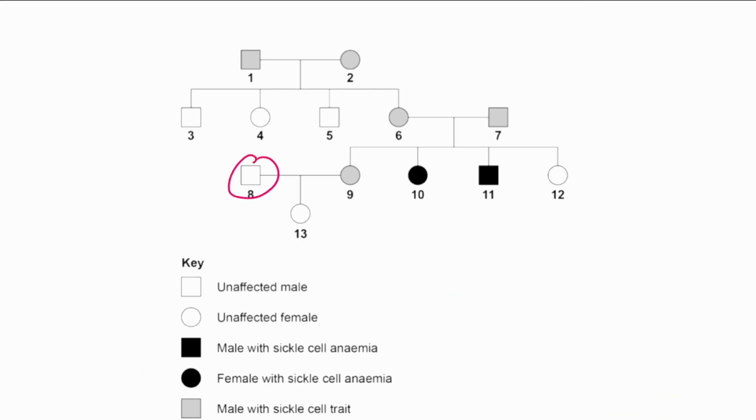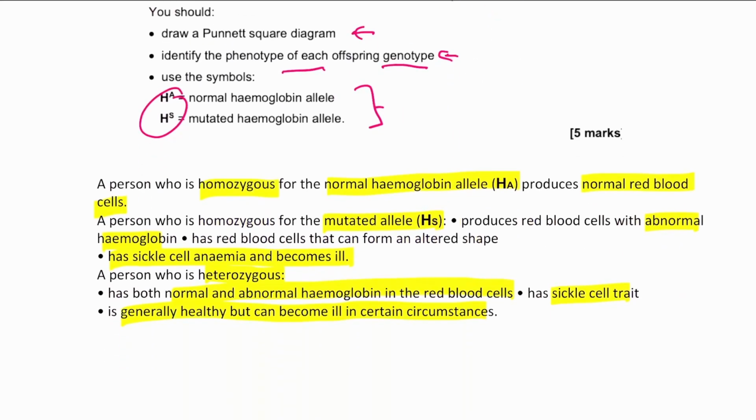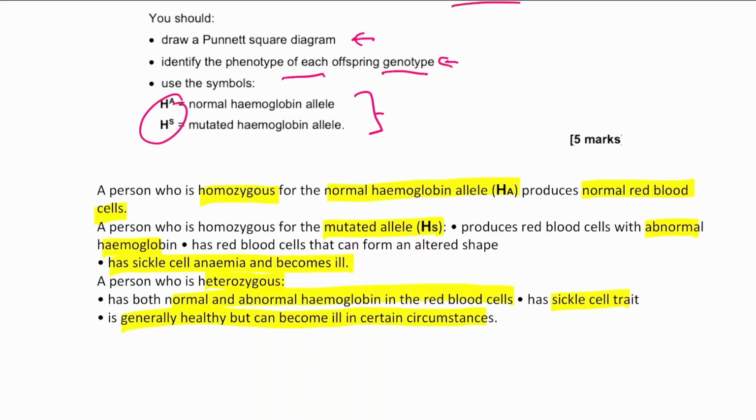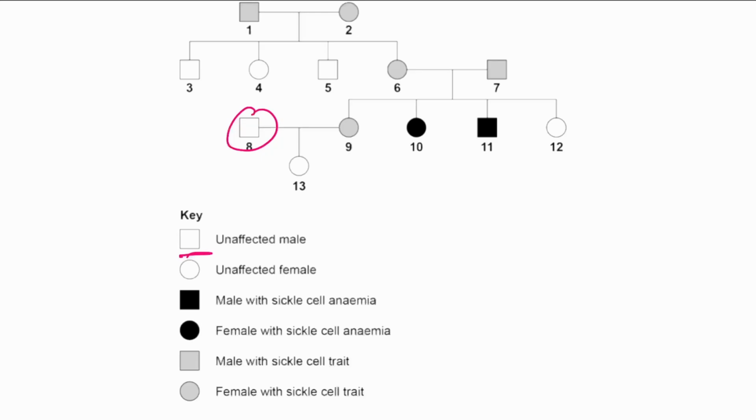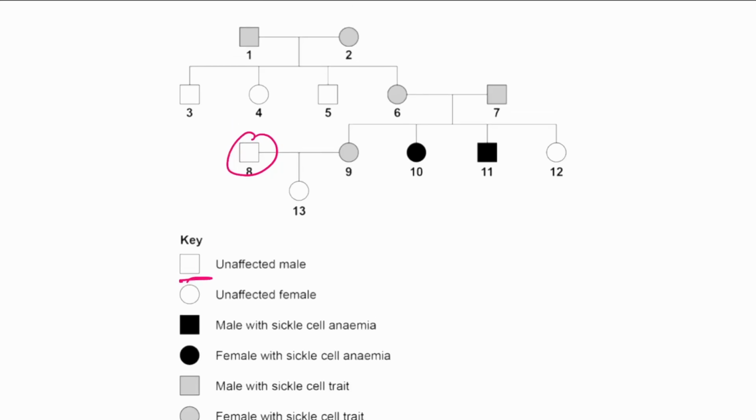Now, if we look at our key, number 8 is an unaffected male, and if you scroll down to the information, the unaffected male is the people who have homozygous alleles HA. Okay, so this person basically has HA. So we can actually add that into our diagram just to keep track. So this number 8 is going to be HA. Okay, perfect.